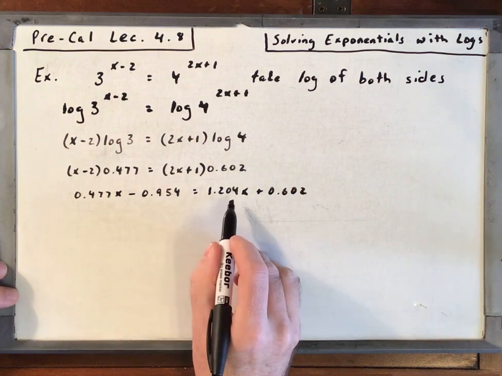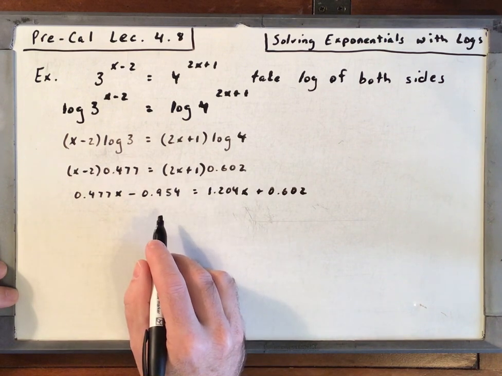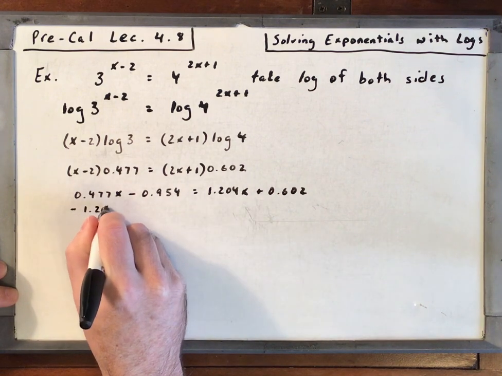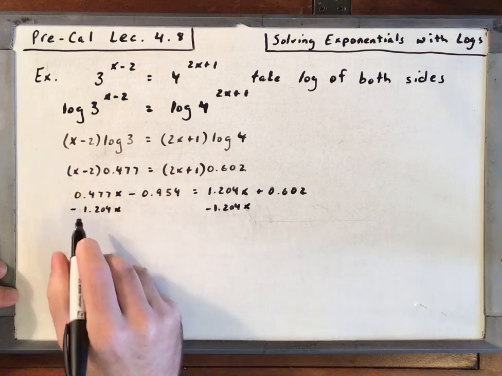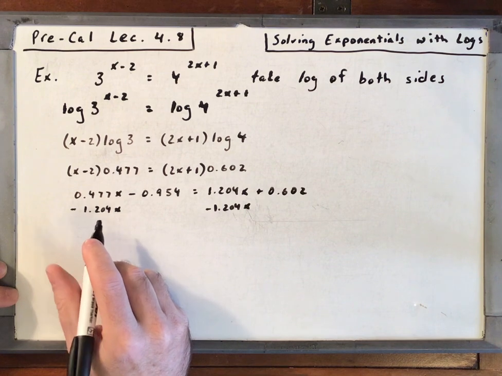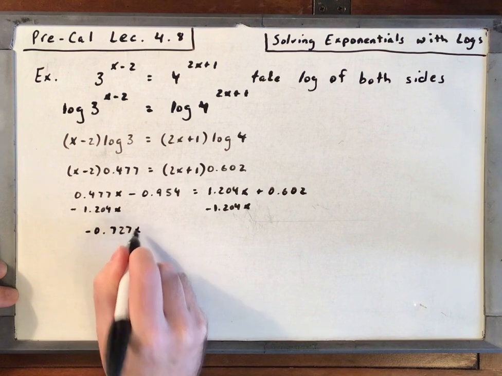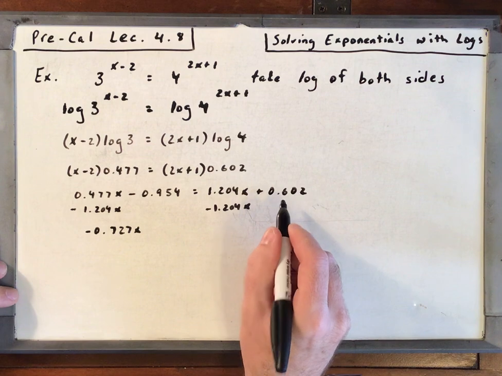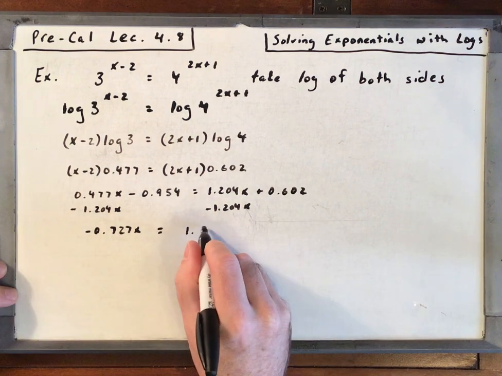Now we're just going to combine like terms. All right, I'll subtract. Let's get all the x's over here to the left. So we subtract the x's. I have negative 0.727x. And then we will add 0.954 to both sides. And that'd be 1.556.